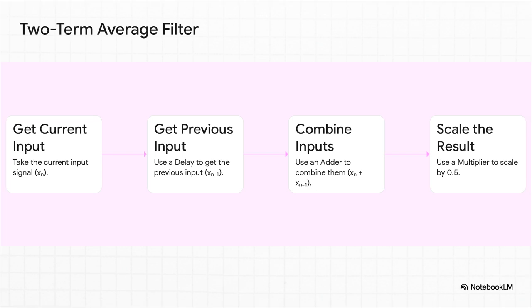That's it. By averaging 2 numbers in a row, this little filter smooths out any sharp spikes, which is a fantastic way to reduce high-frequency noise.